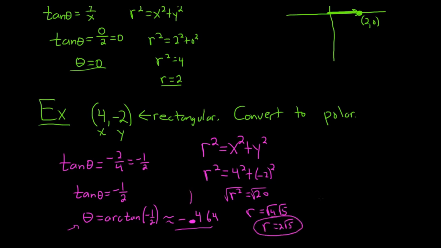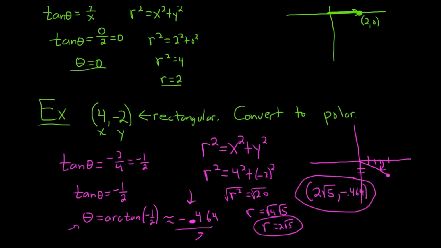All right, now let's think about this angle and see if it's correct. So 4, negative 2 would be here. 1, 2, 3, 4, and then down 2. So we're here. Yep, this angle looks correct because it's a negative angle. So this angle will indeed work because it's negative. It's going clockwise. So the final answer will be 2 square root of 5, comma, negative 0.464.